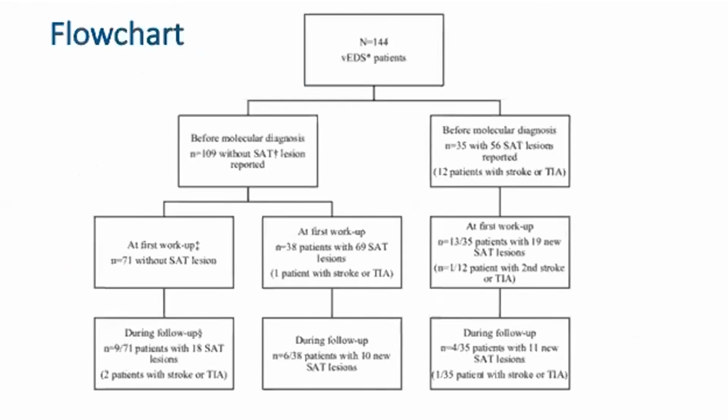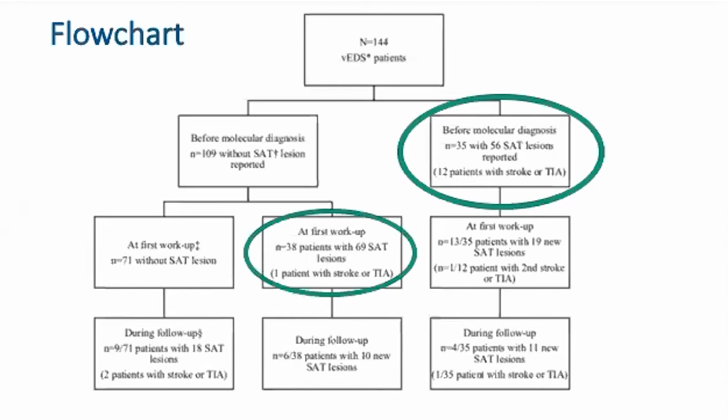So the flowchart of the study: we had 144 molecularly confirmed vascular EDS patients. Before molecular diagnosis, 35 patients already had supraaortic trunk lesions reported, and of these 35 patients, 12 had stroke or TIA. Then all these patients were assessed during first arterial evaluation, and 38 patients had supraaortic trunk lesions at that first assessment, 1 patient with stroke or TIA. Then during follow-up, 9 patients who didn't have any lesions at molecular diagnosis or at first arterial assessment were diagnosed with SAT lesions.